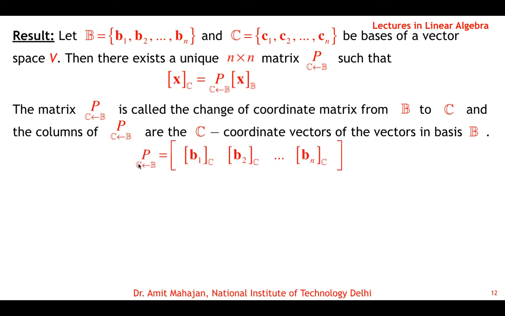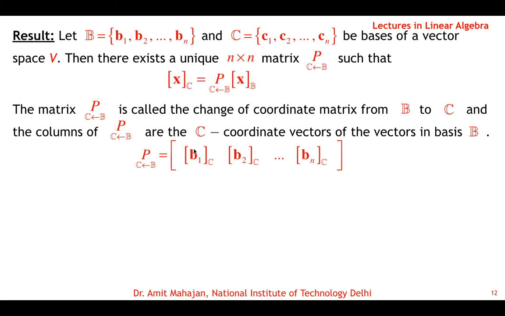So this matrix is given by the C-coordinate of b1, the C-coordinate of b2, and so on, up to the C-coordinate of bn. The C-coordinate of b1 means that if we write b1 as a linear combination of the basis C, then what are the weights? If I write b1 as a linear combination of c1, c2, cn, then the weights required will come here in this column. Similarly, if I write b2 as a linear combination of basis C, then what weights are required?